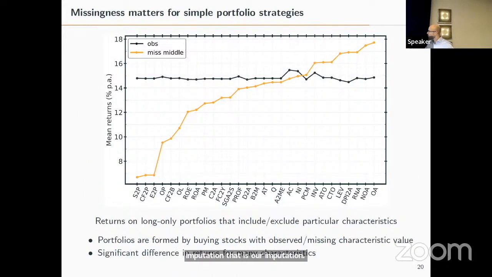Here, I have a very simple analysis. I look at the average returns of long-only portfolios that either include or exclude particular characteristics. So the black line is essentially the market portfolio, evaluated just by all stocks that have a certain characteristic observed. And the orange line is a long-only portfolio where I only buy stocks that do not have this characteristic observed. What we can see clearly is there's an effect in expected returns because characteristics are not missing at random, and that needs to be taken into account.